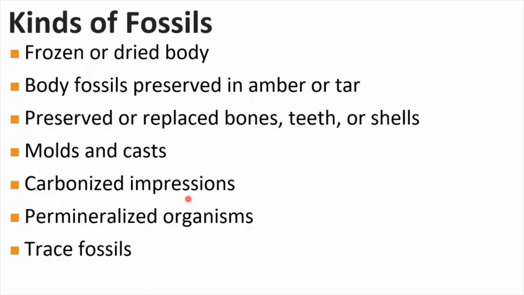This is where a thin carbon film is basically pressed out of that organism and leaves behind an impression, usually a very dark or black impression on there. It's a very thin film. And then permineralized organisms, where basically it's replaced cell by cell. And petrified wood is a good example, or bone. And then trace fossils, these are the indirect fossil evidence. These could be things like burrows or tracks.